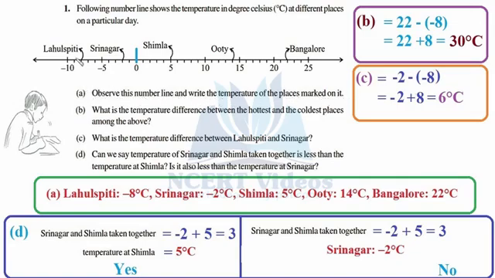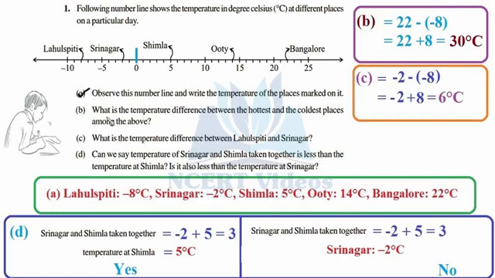So let's observe it. This is Lahaul Spiti and it is -8 degrees Celsius. Let's come on to Srinagar. You can see here 0, 1, 2. It is -2 degrees Celsius, on the negative side, because it is on the left hand side. Similarly, Shimla is towards the right hand side and it is marked at 5 degrees Celsius. Now Ooty is 1 less than 15. This is the fast way of doing it rather than starting from 0. Similarly for Bangalore, 22 degrees Celsius.